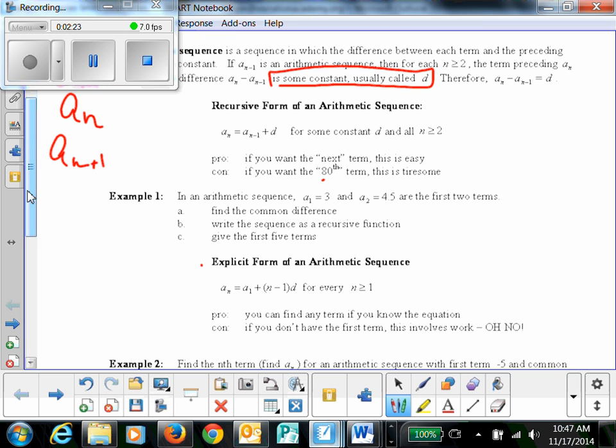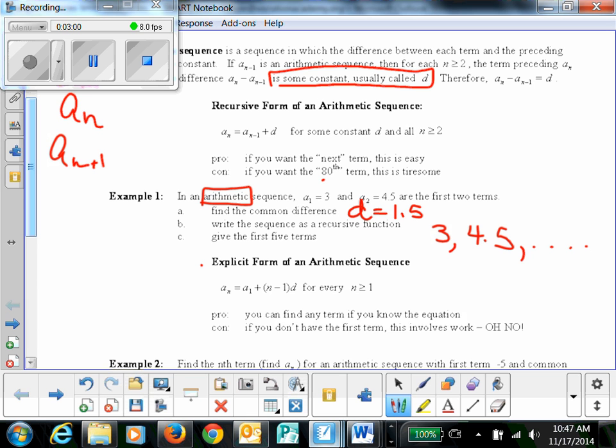But if this is my sequence, a sub 1 is 3, a sub 2 is 4.5. Now, I'm telling you it's arithmetic, so you've got to look for these keywords, because tomorrow we'll talk about geometric, and geometric means something else. But if it's arithmetic, we know immediately that we're adding. So if I'm telling you that this is an arithmetic sequence, what is my d going to be? What do I add to the 3 to get to the 4.5? Yeah, so my d, my common difference, is 1.5.